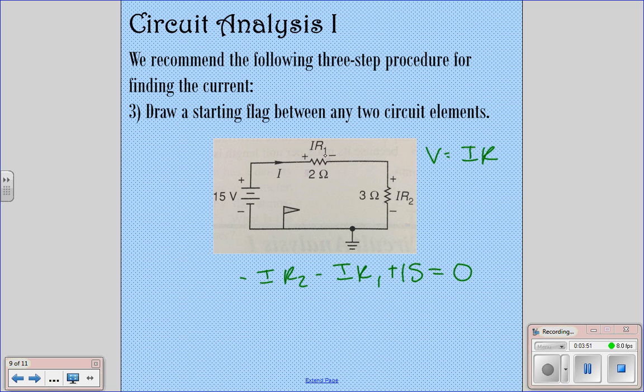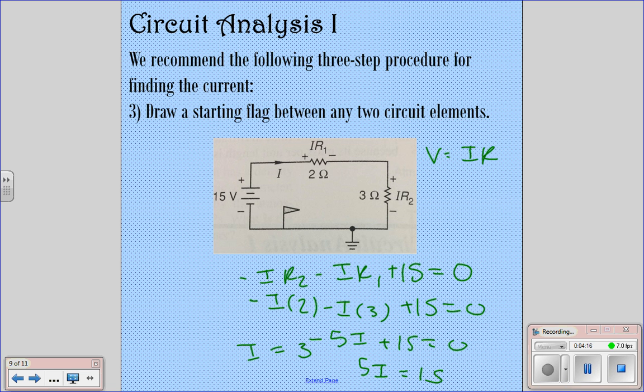If you look, we know that R sub 1 is 2, and R sub 2 is 3. So we have negative I times 2, negative I times 3, plus 15 equals 0. And so these two would be negative 5I plus 15 equals 0. So 5I equals 15. So your I would be 3. So the amp on this one is 3. So 3 times 2, this voltage here would be 6 volts. And then 3 times 3, this voltage here would be 9 volts. Okay, so that's how that would work.